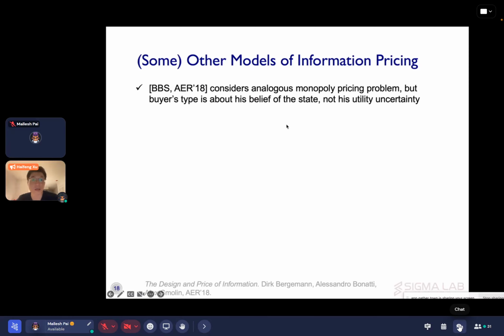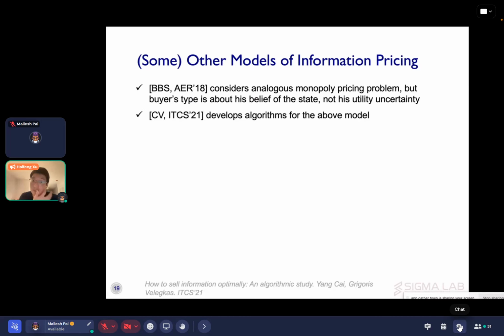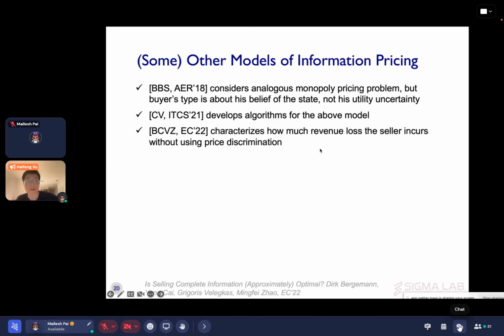But they're able to analyze the structure of the optimal mechanism, and are able to characterize the optimal mechanism under some special utility structures. And then there's a follow-up paper, I think, in computational study, which develops algorithms for this problem. And also more recently, in last year's EC, there's a paper that characterizes how much revenue we have to suffer if the seller is not allowed to do price discrimination. The seller has to use the same signaling scheme and the same payment for everyone. How much revenue loss might you need to suffer? And it turns out that there's a lot of revenue loss you have to suffer.